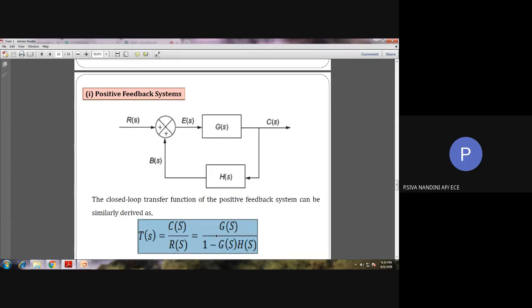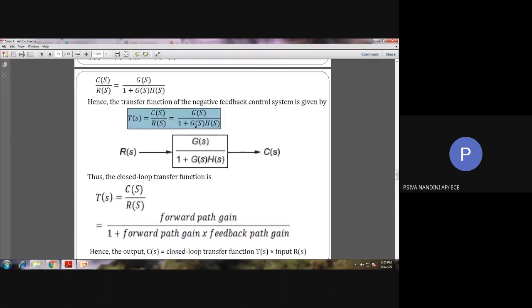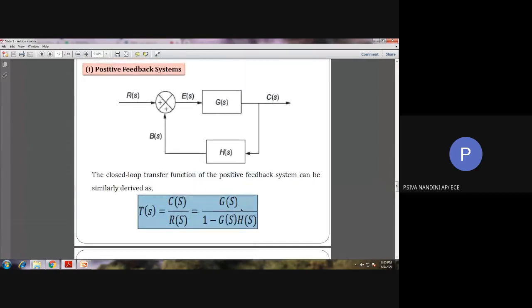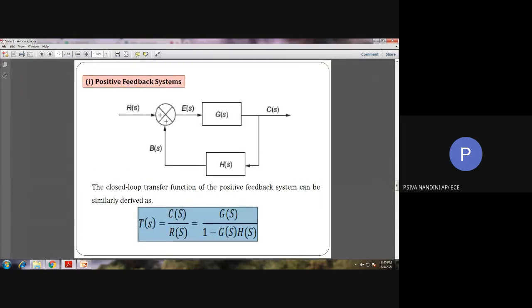See here, this is the transfer function of negative feedback system: G of S by 1 plus G of S H of S. So the denominator has a positive sign. See here, in the positive feedback system the denominator has a negative sign. So this is the difference while considering the transfer function. Thus we have seen the procedure for obtaining the transfer function of negative feedback system. The same can be applied to positive feedback system, and if we do so, this is our transfer function.